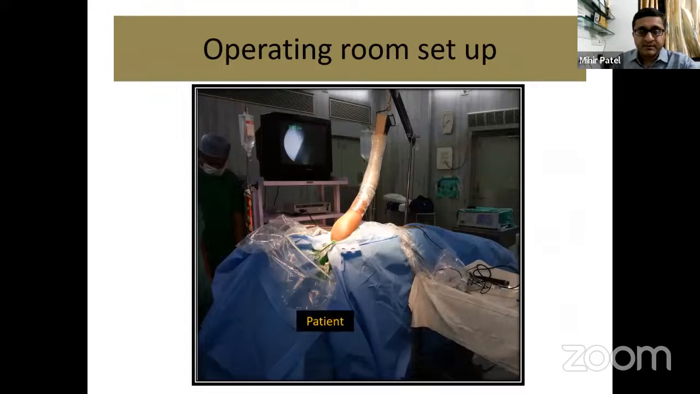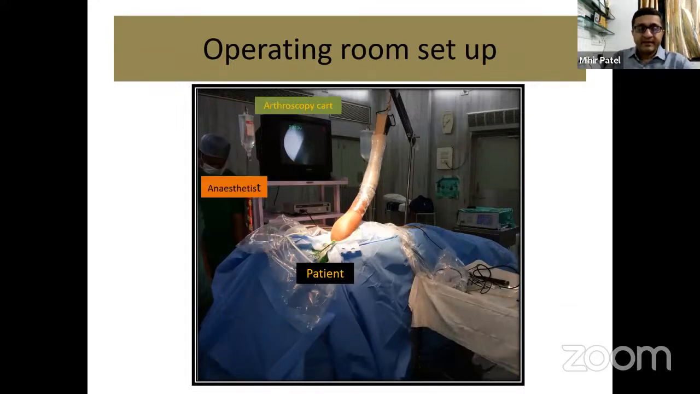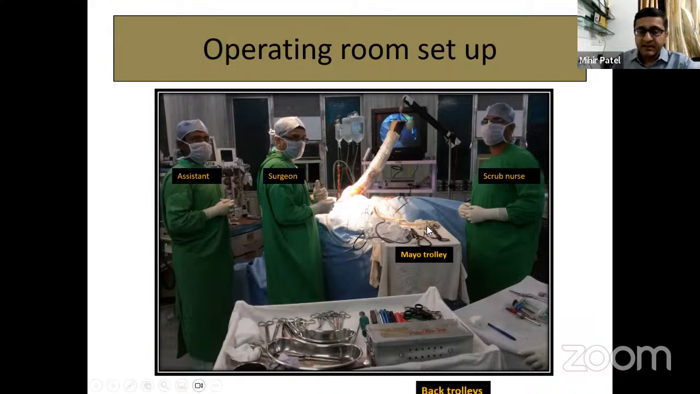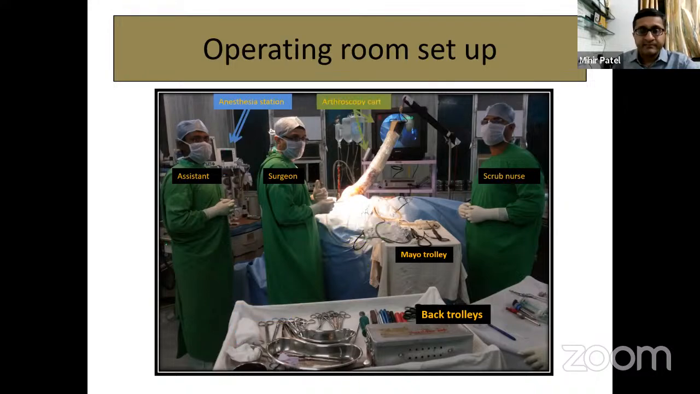So this is a kind of room setup. The patient is in lateral position. The arthroscopic cart is on the anterior side. The anesthetist is on the cephalic side. As a surgeon, I'm standing posterior to the patient's shoulder. The assistant stands on the head end. The scrub nurse is near the leg end. I always use a Mayo's trolley, which basically has all the electrical wires coming from the station cap, and 1 or 2 back trolleys. One of them will have the arthroscopic equipment, and the other would have the general orthopedic equipment. The anesthesia station, you can see, is way anterior.